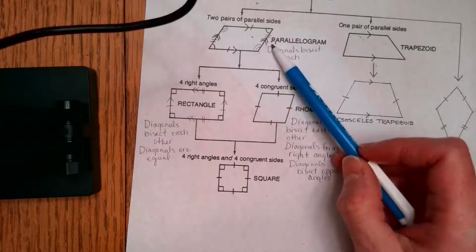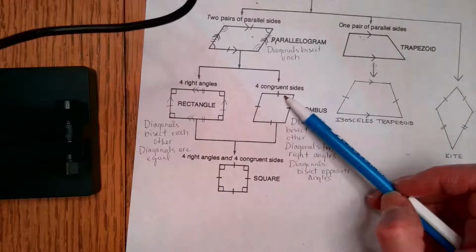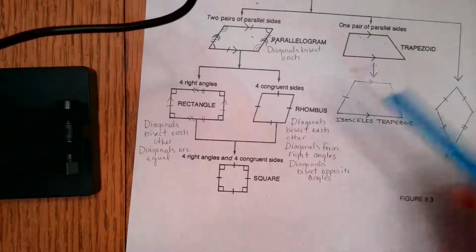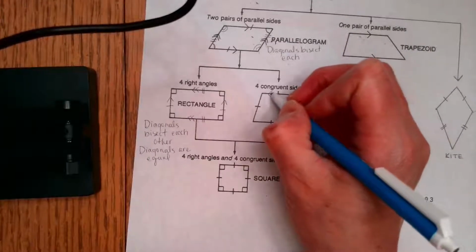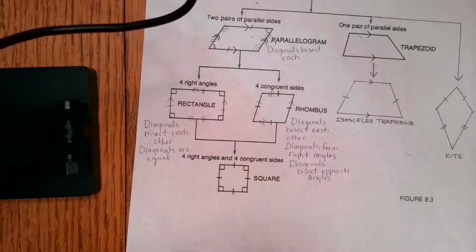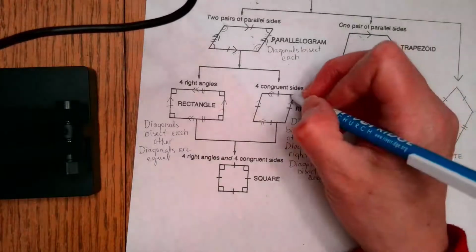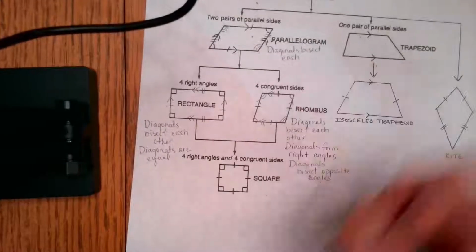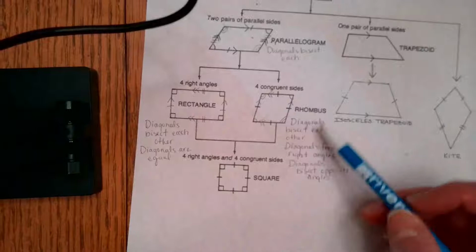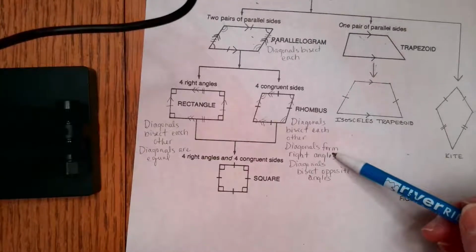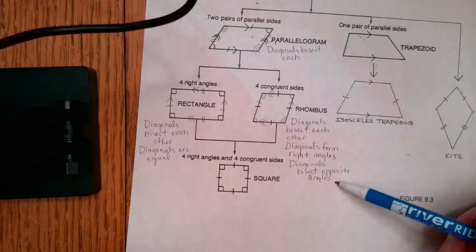Then if I take my parallelogram and I keep that tilted shape, but I make all four sides equal, now my parallelogram becomes a rhombus. So that means that the opposite sides will definitely be parallel, but all four sides are equal. And yet again, these opposite angles will be equal, but they're not going to be 90 degrees on them. The diagonals will bisect each other because it's a parallelogram. They will form right angles, which is a little different, and they will bisect opposite angles, which is a little different.